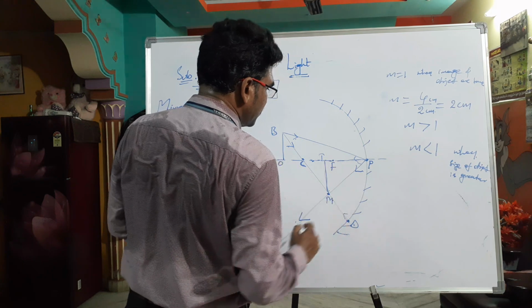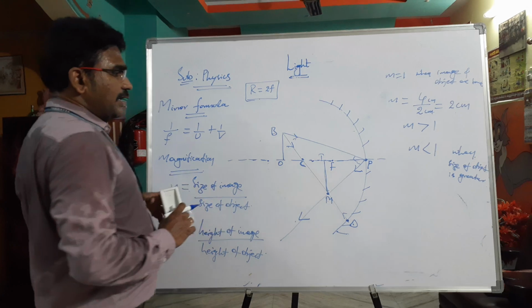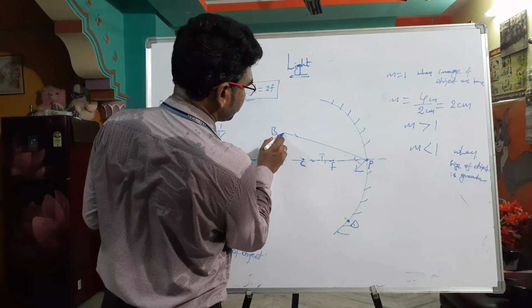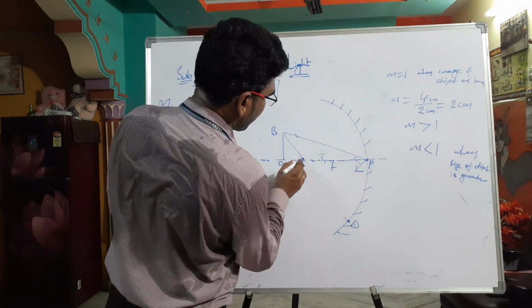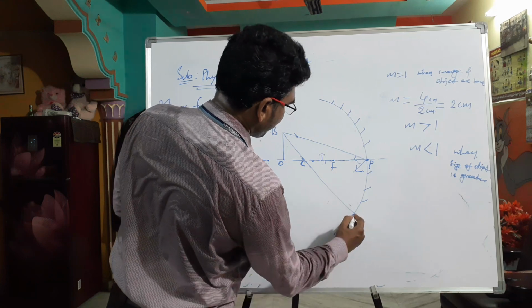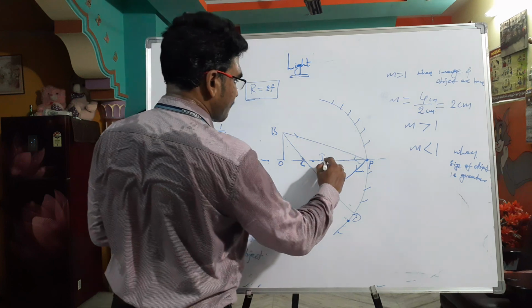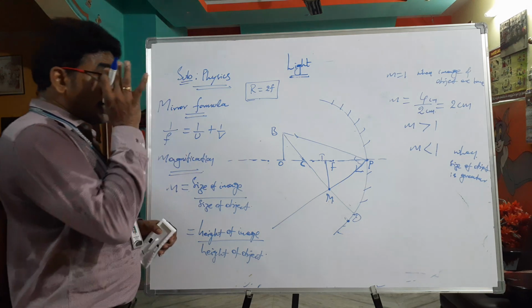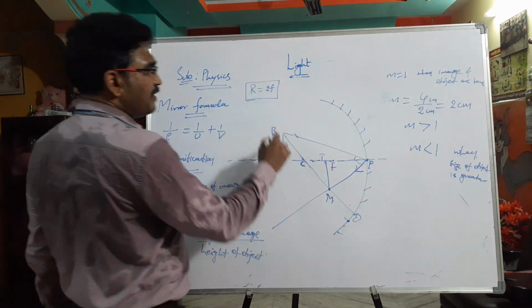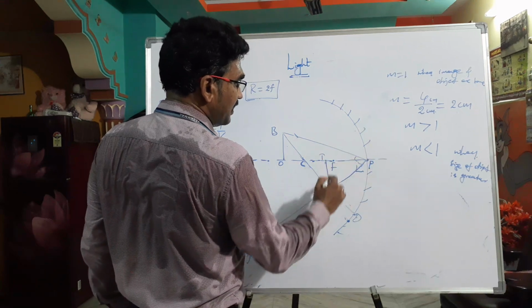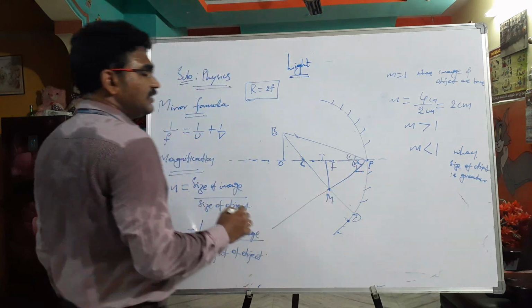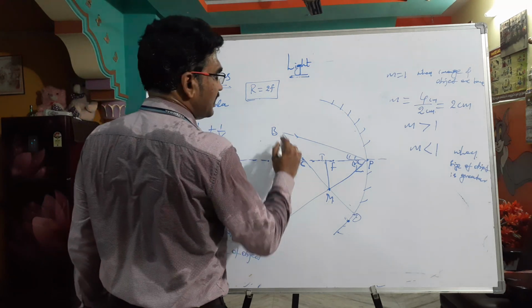Then IM is the image. Now I am going to take two triangles here, triangle OBP and triangle IMP. They are similar because this angle is equal to this angle, because this is the angle of incidence and this is the angle of reflection.